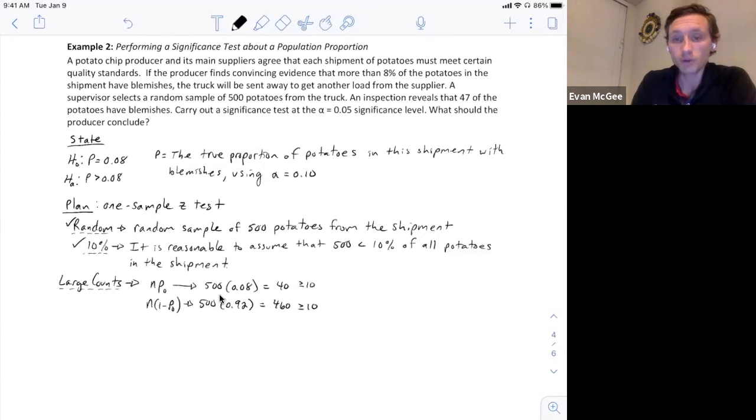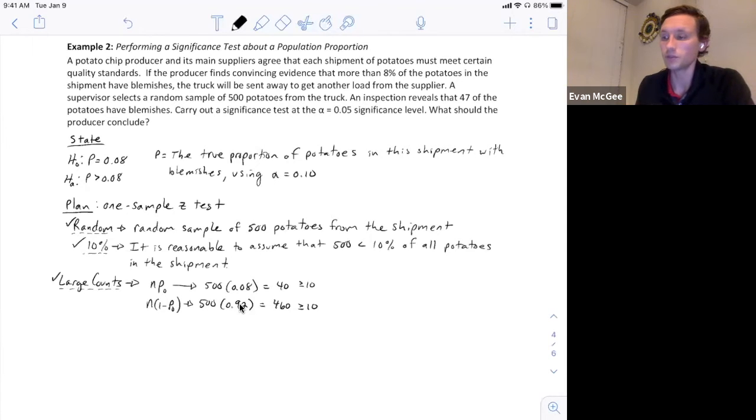But we must remember that here in the sample, we had 47 blemished potatoes. But we're not using the sample, we're assuming that the null is true. So we have to use the null as p here. So that's why it's multiplied by 8%, not using just the 47. So that's where we get the 40 and 460, but it is met, which means the sampling distribution of p-hat is approximately normal, assuming that the null is true.